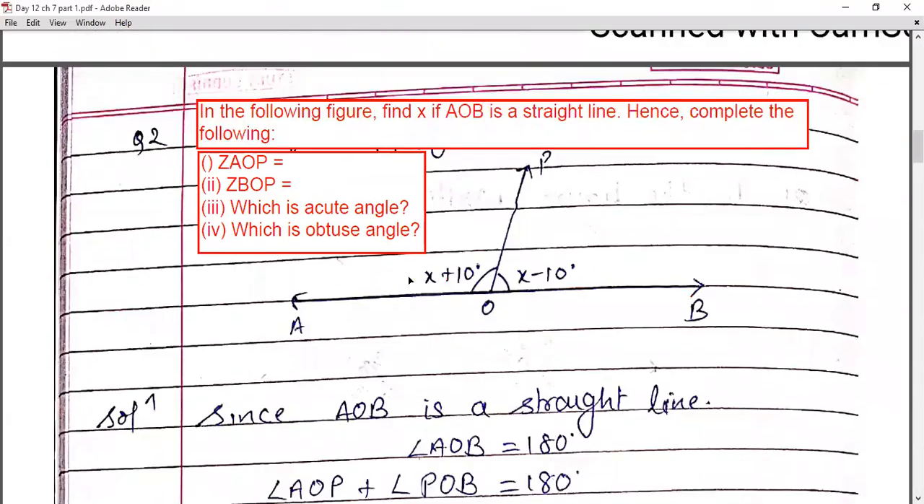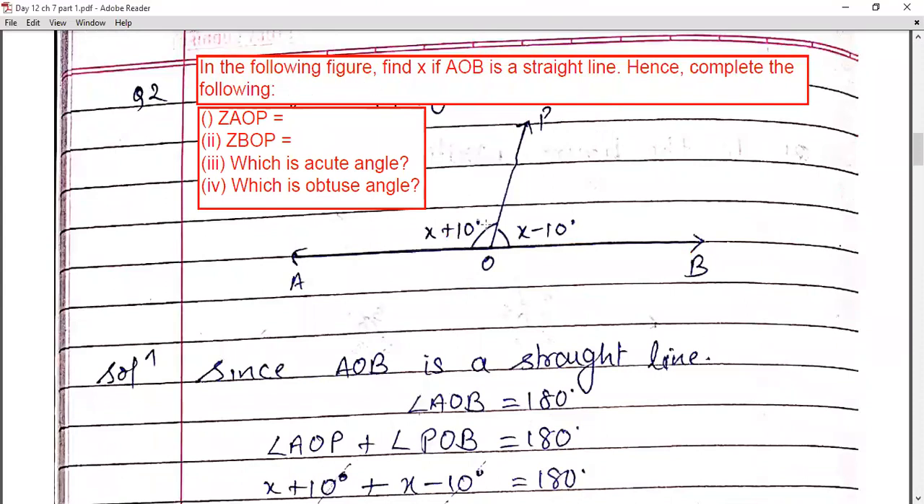Coming up to question number 2, in the following figure, find x if AOB is a straight line. So if AOB is a straight line, then the total angle formed above or below the line will be equal to 180 degrees. Or I must say angle AOP and angle POB, they form line AOB. Hence, the sum of these two angles will be 180, or they will form linear pair of angles. So hence, complete the following.